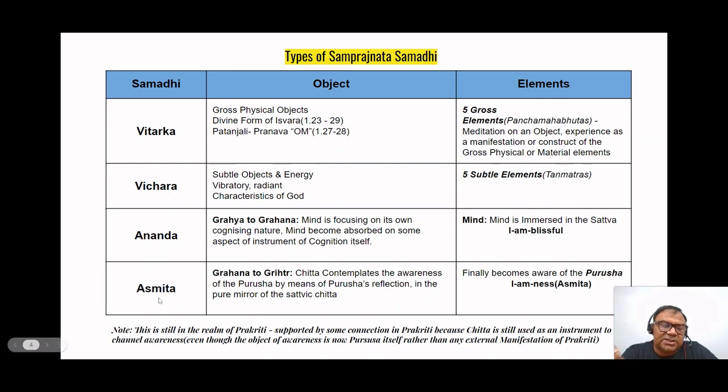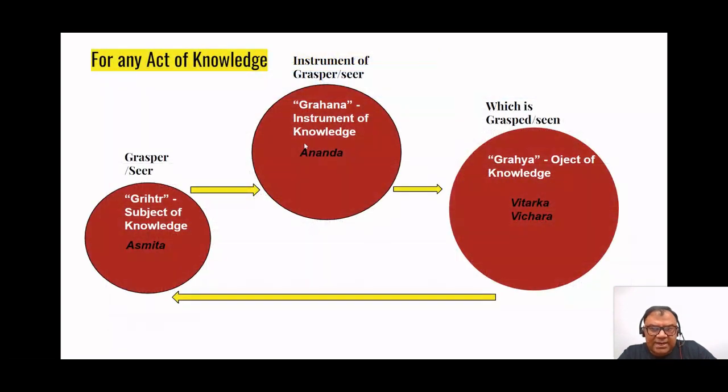But again, there is one more deeper level, and this is called Asmita Samadhi. At this Asmita Samadhi level, the concentration shifts from grahana to grahita, that means from the instrument of knowledge to the seer. As you can see in the previous slide, from the instrument of the grasper to the grasper, that is the seer, the subject of knowledge.